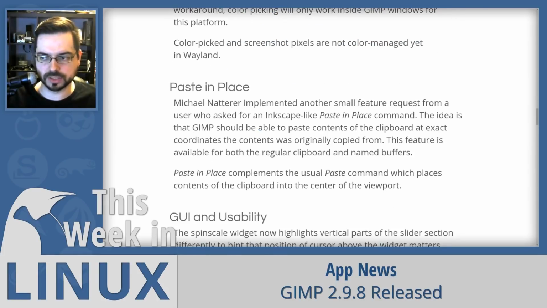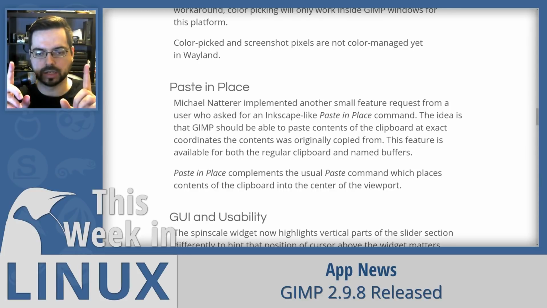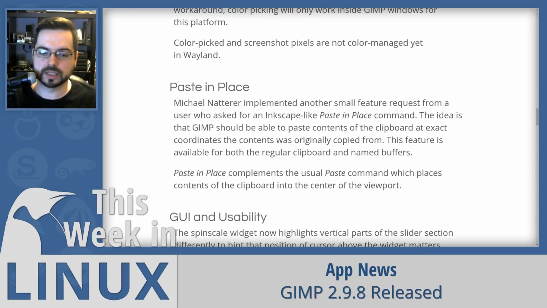The paste in place function is actually pretty cool because what it does is allow you to copy something in one composition and then paste it into another composition while it stays in the same location of where you copied it previously. So if your canvas is the same size and you want to move one to the other, you can just copy it and it stays in the same place rather than having to paste it in and then move it back to where it was. That is fantastic. So good job, GIMP. And I can't wait for GIMP 3.0 because that's going to be a lot of cool stuff.